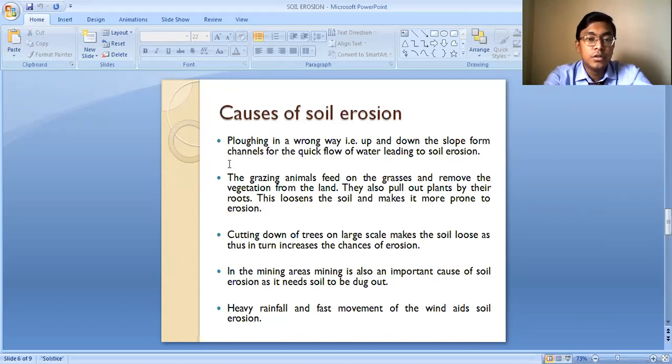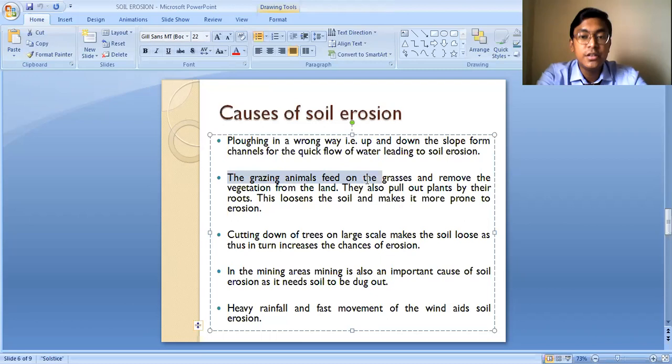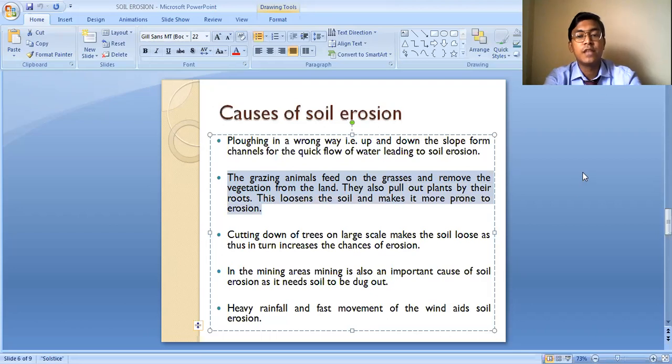So the grazing animals feed on the grasses and remove the vegetation from the land. They also pull out plants by their roots. This loosens the soil and makes it more prone to erosion. Some of the small plants and the grasses are being eaten away by the animals, even the roots are being uprooted, so the soil becomes loose, and the area becomes very prone to erosion. The chances of soil erosion increase in those areas.